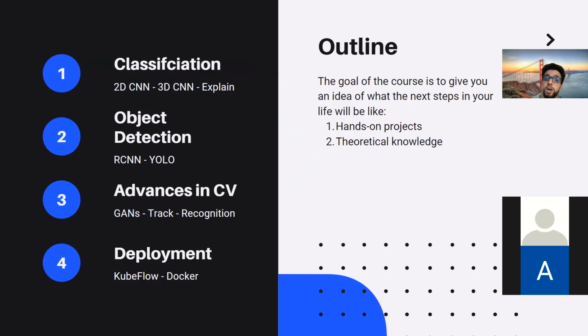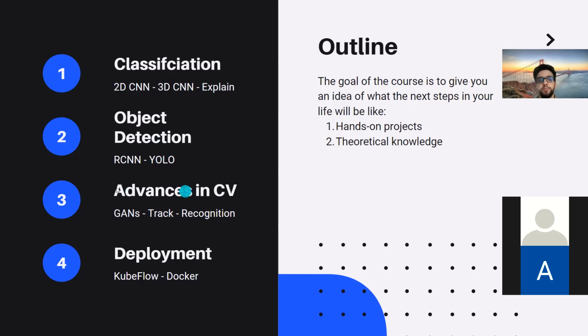The second part will be object detection, where we will see different architectures such as the RCNN family: RCNN, fast RCNN, faster RCNN, and mask RCNN. Of course, they're all implemented in the Detectron library. And then we will have the YOLO versions, right? So we will speak about only YOLO version 3, YOLO version 4, and YOLO version 5. YOLO version 1 and 2 are kind of history for now.